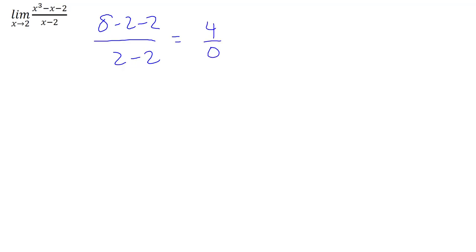4 over 0 is not indeterminate. This limit cannot be evaluated using L'Hopital's rule. In fact, it can't really be evaluated at all. 4 over 0 is undefined, so this limit does not exist.